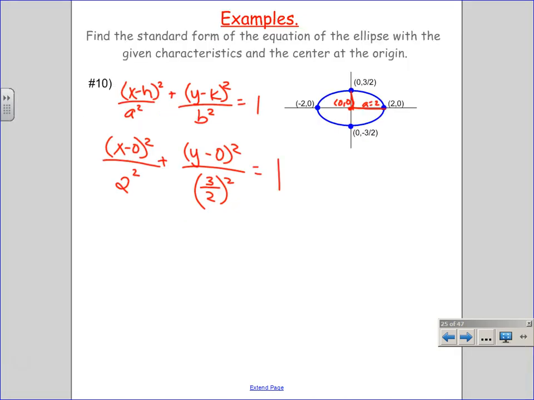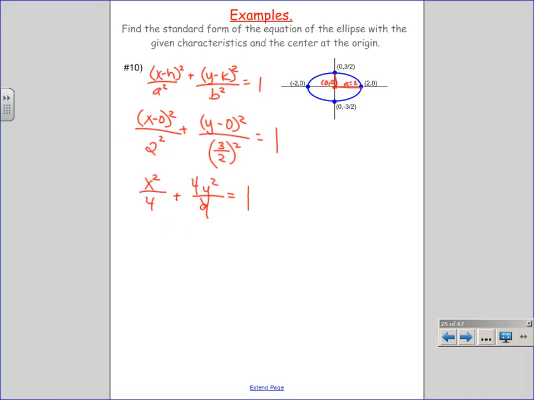Box it, you're done. No, you're not. That's gross. Shouldn't you do maybe an x squared over 4? And shouldn't you maybe do a 9/4, pop it up, 4y squared over 9? No. Maybe. Couldn't you get a common denominator multiplying everything by 36? Are there different standard forms?